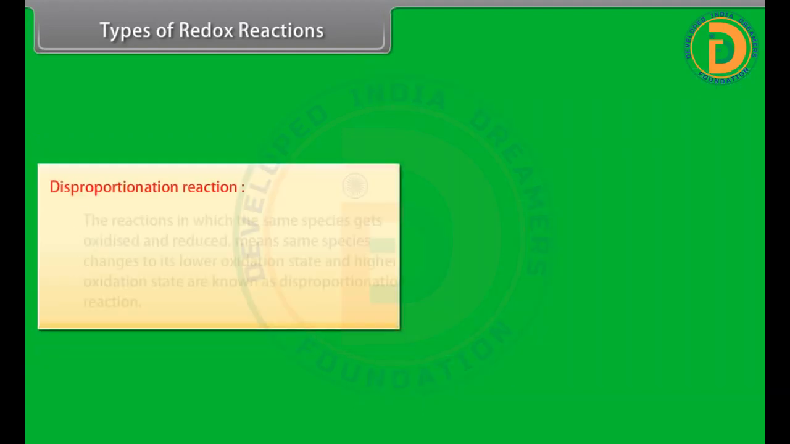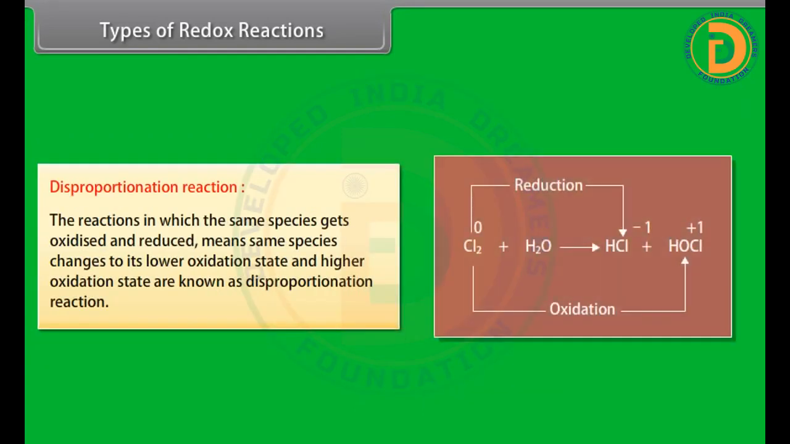Disproportionation reaction. The reactions in which the same species gets oxidized and reduced, meaning the same species changes to its lower oxidation state and higher oxidation state, are known as disproportionation reactions. In this reaction, chlorine is oxidized and reduced at the same time. Balancing by ion electron method.